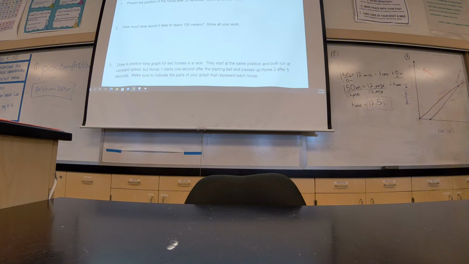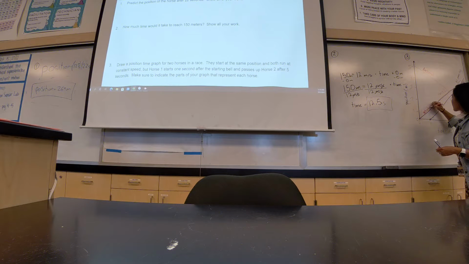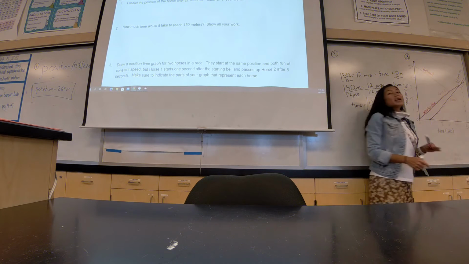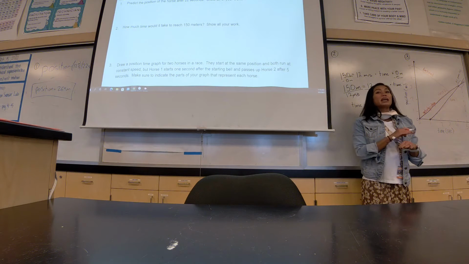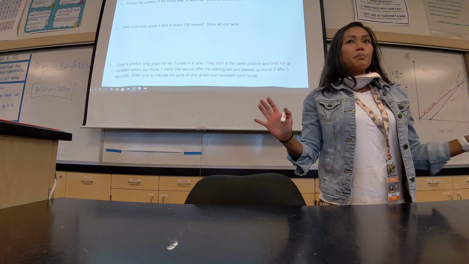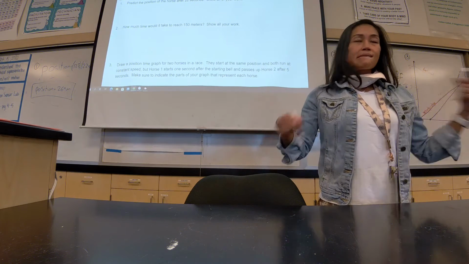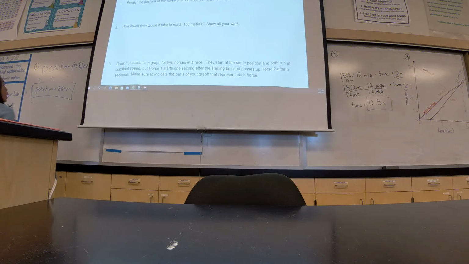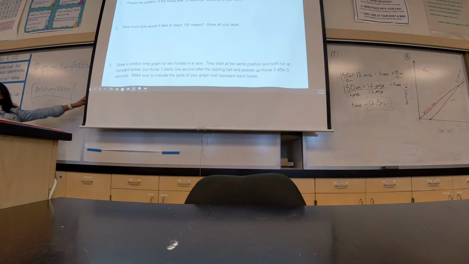Forward motion is a positive slope. They never have the same velocity. Velocity is represented by the slope of a position time graph. This is really important. And the velocity is never the same because they are never parallel. Questions, comments, concerns? Okay.